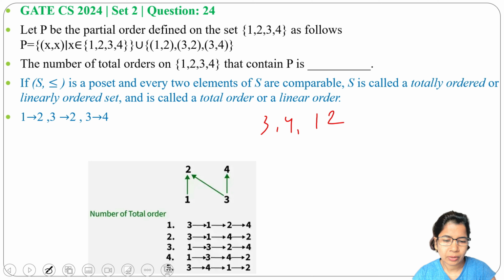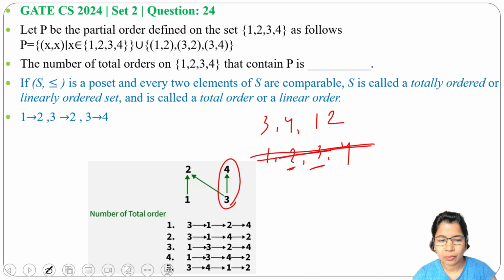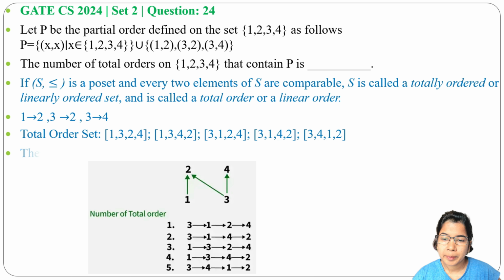So we did 3, 4, 1, 2. Can we do 1, 2, 3, 4? 3 should come before 2, but here 3 is coming after 2. That's why this is not possible. So 3, 4, then 1, 2 is possible. So there are a total of 5 total orders according to P.